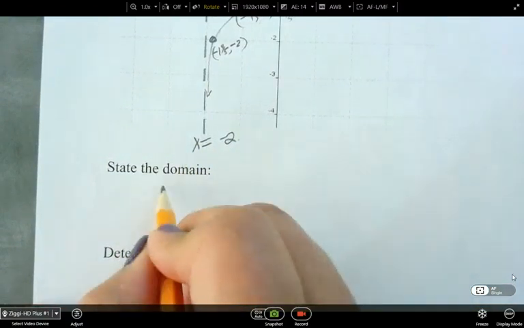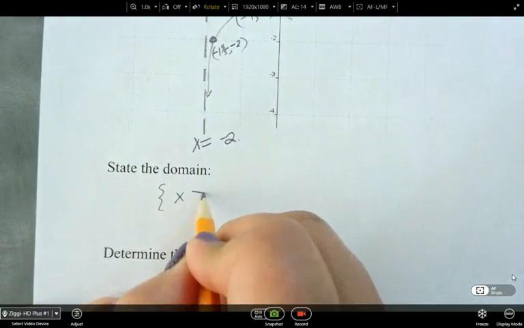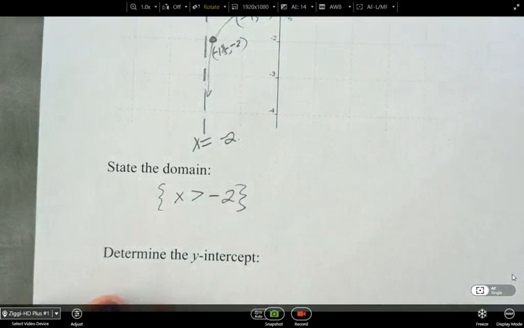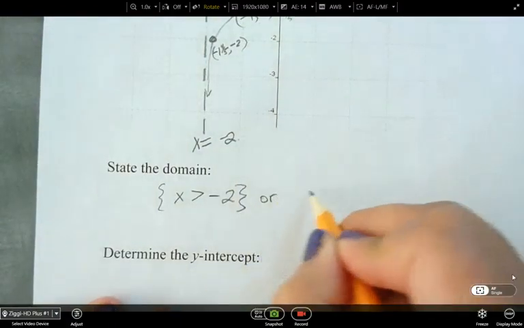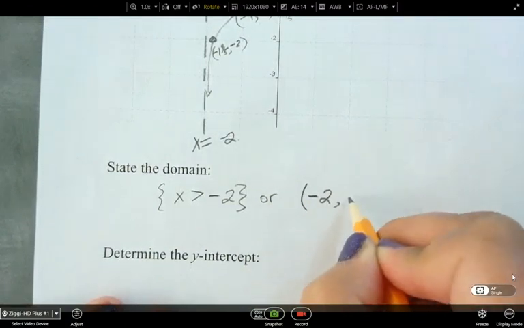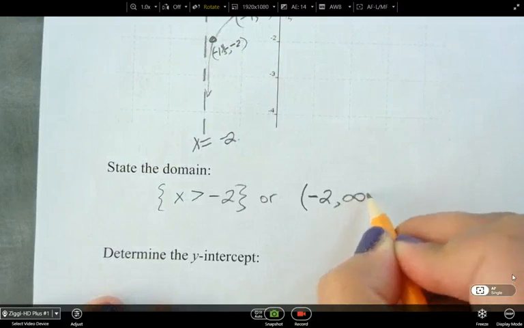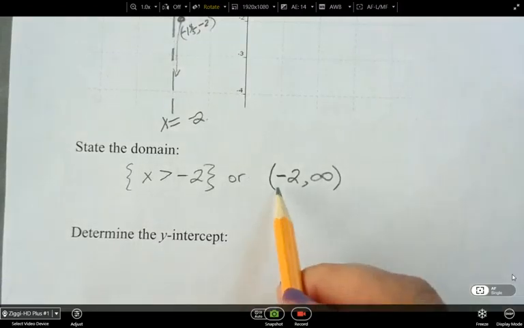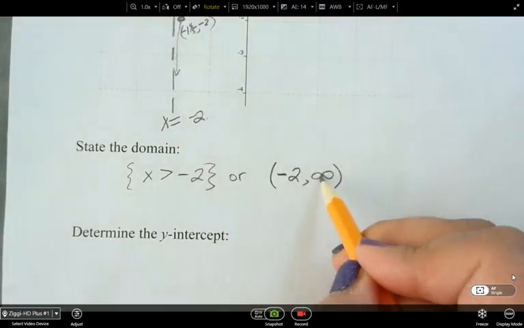So x can be greater than -2. Is x going to be equal to -2 ever? No, it'll approach it very close, but it'll never get to it. Or I could also write it in this notation here: round bracket, -2, all the way to infinity, round bracket. It's not a square bracket because it's not included. So it never touches, and then it goes to positive infinity.